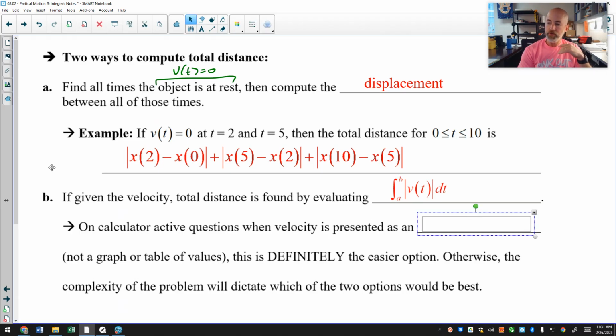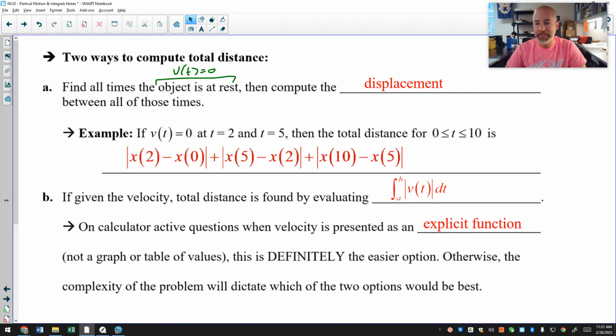If it is a calculator active question, and I'm thinking in the world of AP Calculus because some college classes won't let you use calculators, but if you have a calculator active question that can do definite integrals, and your velocity is an explicit function, meaning you can actually graph and look at the graph of the velocity function, then this is definitely easier to do with the absolute value in a calculator. Otherwise, we kind of have to analyze the problem and decide what would be the better option, whether we should use the absolute value's antiderivative or if we should do the displacement between resting times.